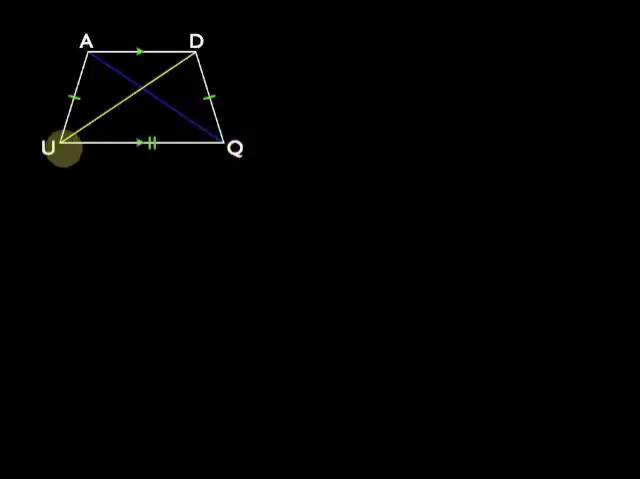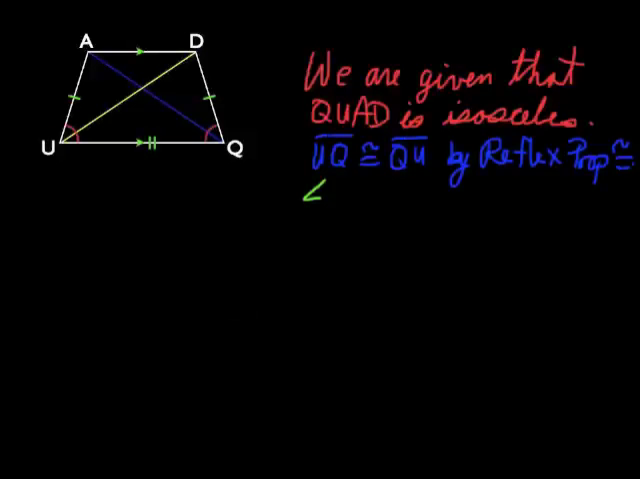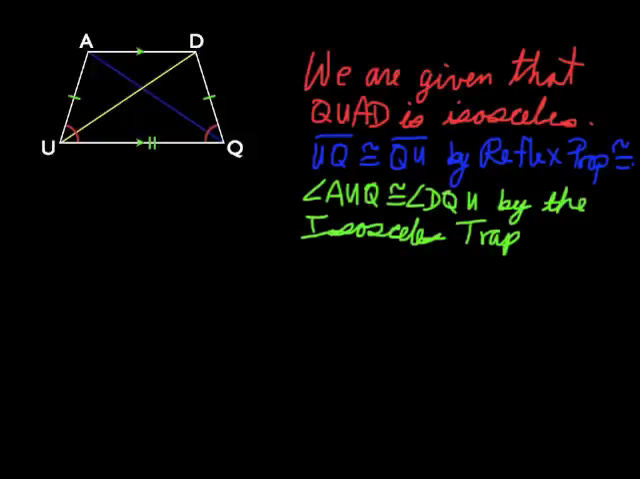Now, we also have the isosceles trapezoid theorem, which states that if a trapezoid is isosceles, then the base angles are congruent. So angle AUQ and angle DQU are a base angle pair, so they are congruent. So let's take a couple seconds here to recap. Quadrilateral QAD is an isosceles trapezoid, and we know that segment UQ is congruent to segment QU by the reflexive property. And by the isosceles trapezoid theorem, we know that angle AUQ and angle DQU are congruent.